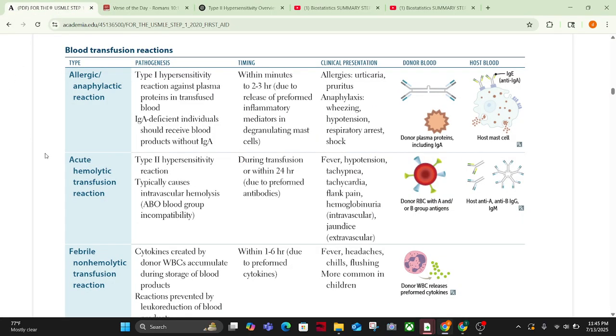So, we're going to continue with acute hemolytic transfusion reaction from our last video. This is a type 2 hypersensitivity reaction, typically causes intravascular hemolysis, which is hemolysis inside the blood vessels. And they're saying that ABO blood group incompatibility can cause intravascular hemolysis.